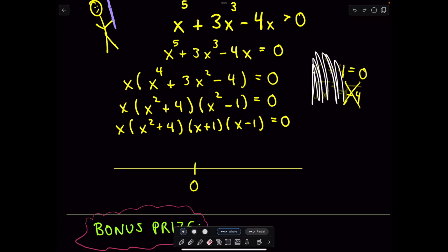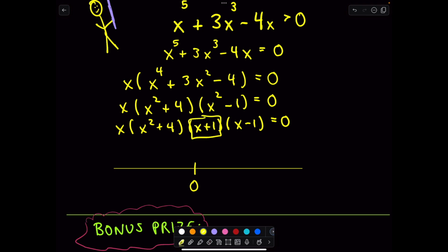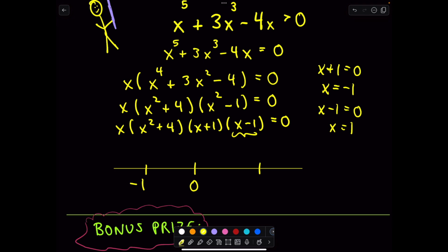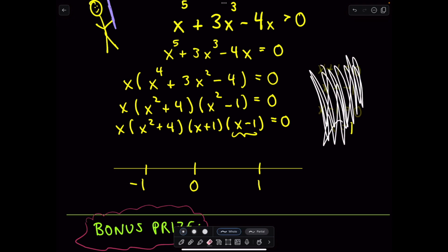But then I would do the same thing. I would take x plus 1, set it equal to 0. I could subtract 1 from both sides, and that would give me x equals negative 1. And then I would do the same thing for the last one. I would add 1 to both sides, and I would get x equals positive 1. So now I've got all of the x-intercepts for that polynomial.